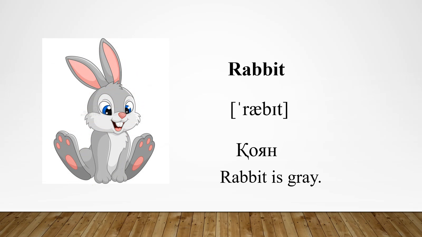Look at the slide, please. What is it? It is a rabbit. Repeat after me 3 times. Rabbit, rabbit, rabbit. For example, rabbit is gray. Rabbit қоян дегенді білдіреді.